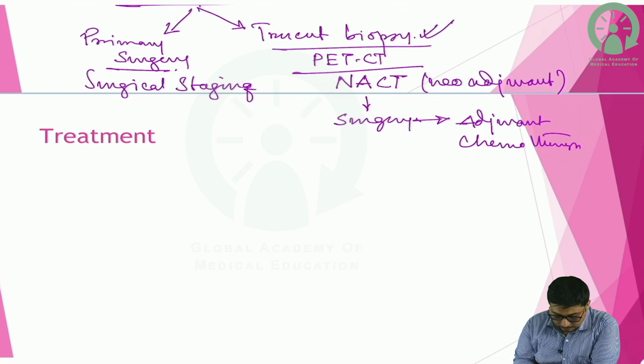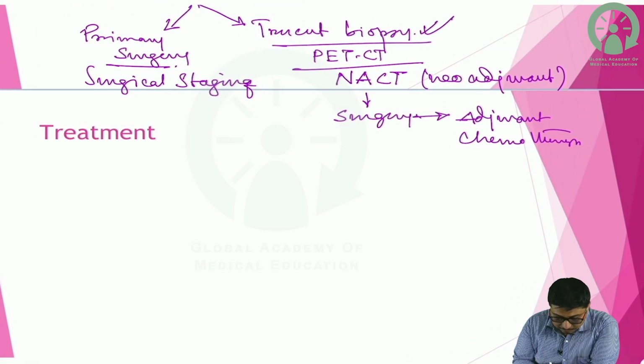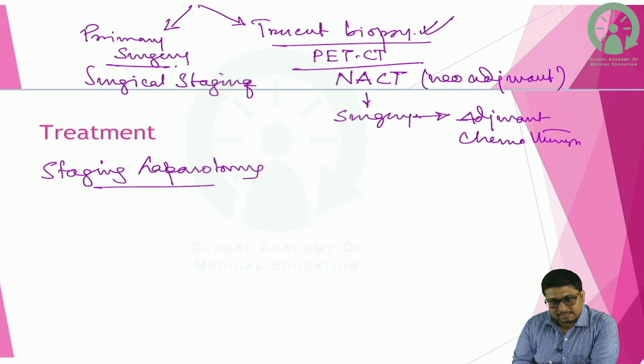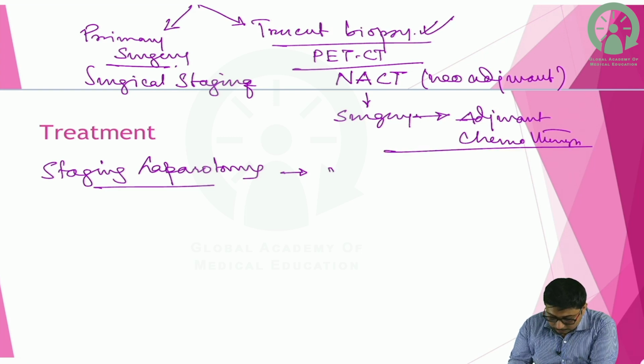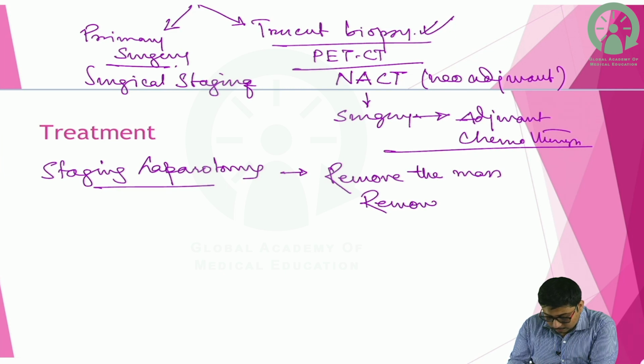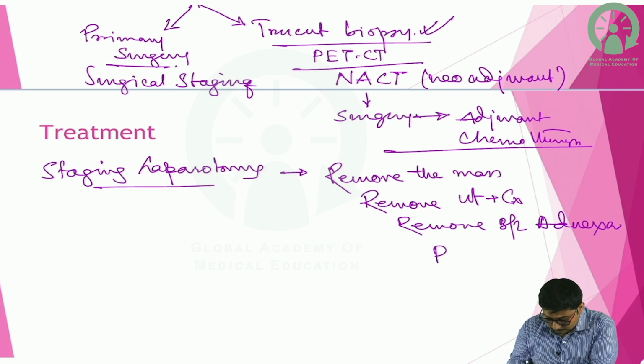So let us discuss what are the treatment options in a case of ovarian cancer. So there is something known as staging laparotomy, where we have a tumor, we have a high suspicion from RMI or ROMA that this can be malignant, but we are not sure. So we go ahead, remove the mass, remove the uterus with cervix, remove bilateral adnexa, the tubes and ovaries, and do para-aortic plus pelvic lymph node dissection with omentectomy.